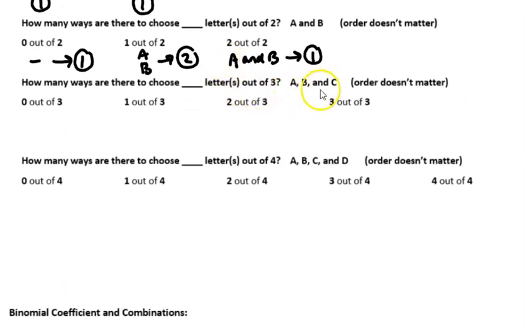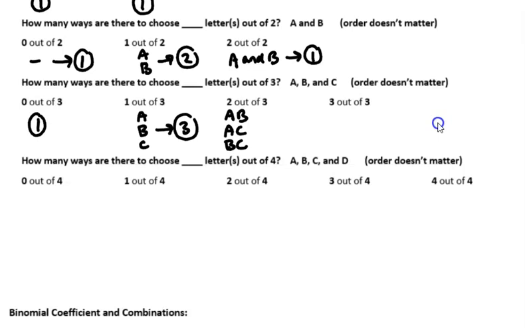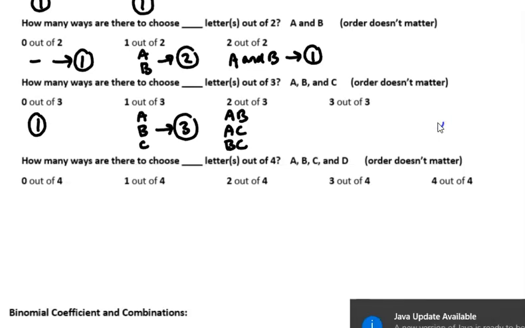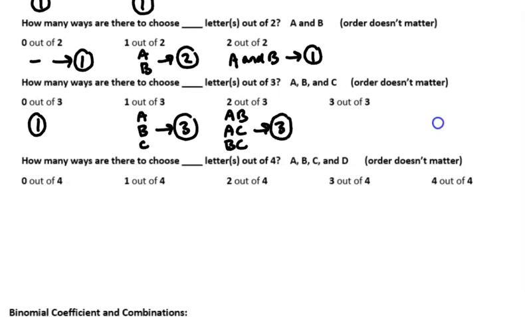So let's say I have letters A, B, and C. How many ways can I get 0 letters? 1. Okay, nothing. How many ways can I get 1 out of 3? Well, I could get an A, a B, or a C. So there's 3 different ways to get a letter. How many different ways could I get 2 letters? Well, I could get A and B, I could get A and C, or I could get B and C. Remember, order doesn't matter. It's just that I'm getting a group of 2 letters. Once again, 3 groups of letters that I could get.